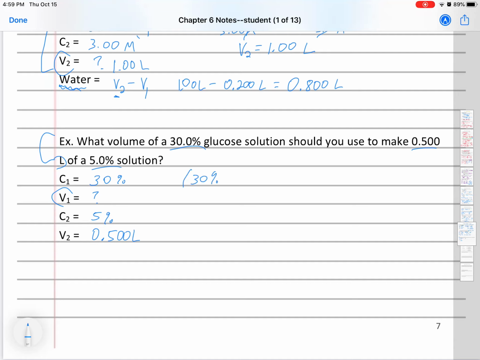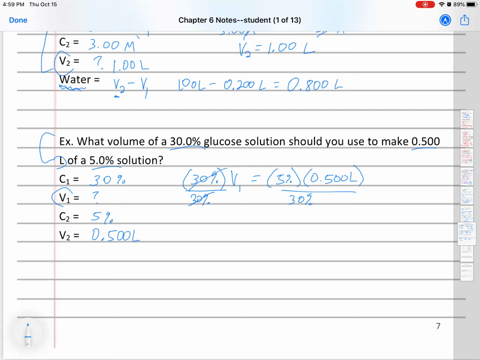So C1, 30% times V1, which we don't know, and C2, 5% times V2, 0.500 liters. Right, we're going to divide both sides by 30%.